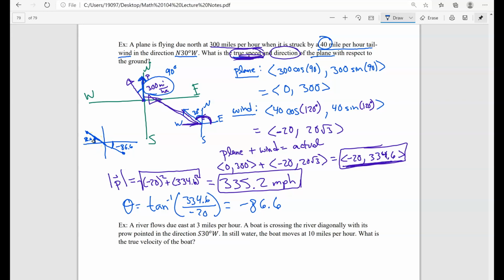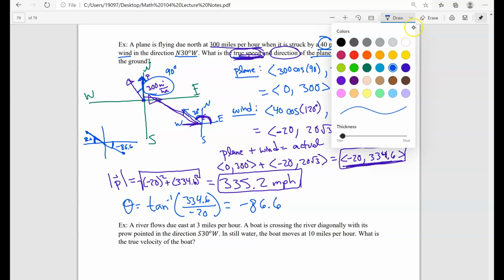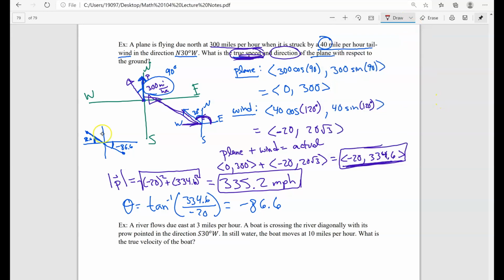Now what you want to figure out is what this angle is going to be. So you want to know this one. All you got to do is take 90 minus this 86.6. So I'm going to take 90, subtract 86.6, and you're going to get 3.4. So that's basically the bearing. So this plane is going northwest at a bearing of 3.4 degrees. So this is going to be the direction.